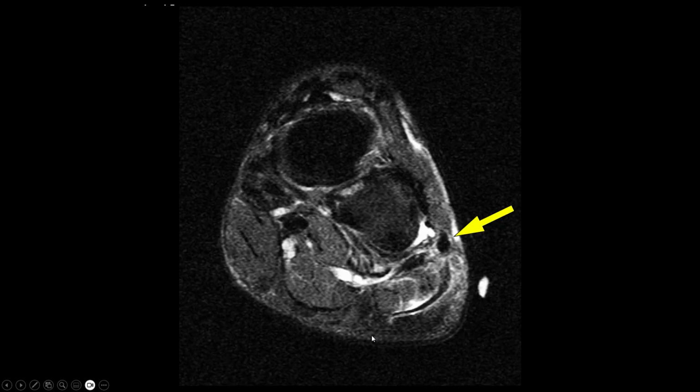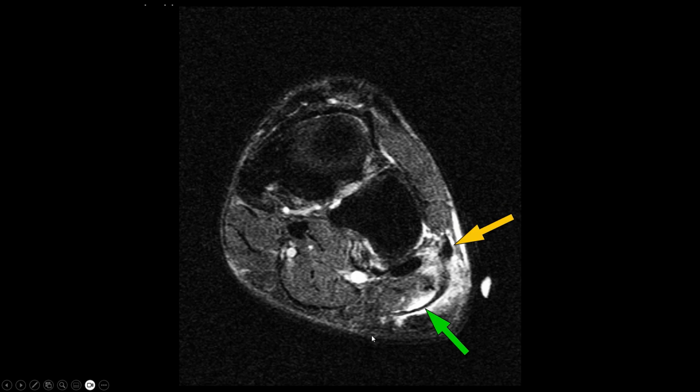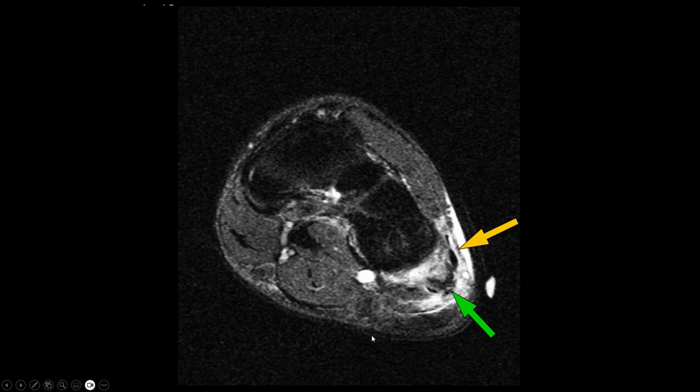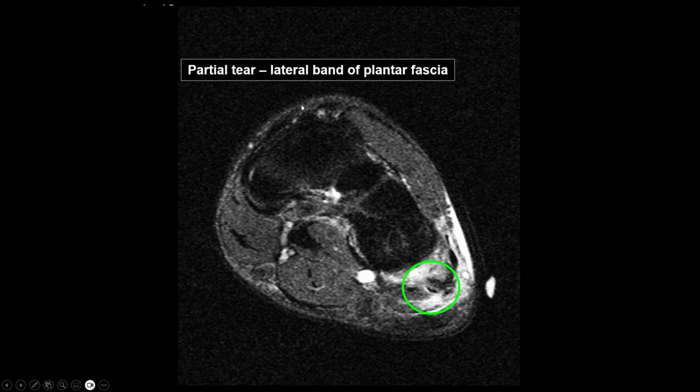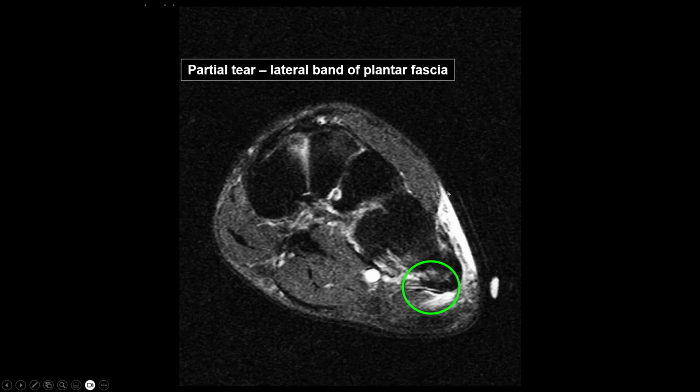Here comes peroneus brevis. Looks pretty good at that level. But watch that plantar fascia. Seen this a couple of times where this mimics either a peroneus brevis injury or stress fracture in the bone, and this was in fact a partial tear of the lateral band of the plantar fascia.